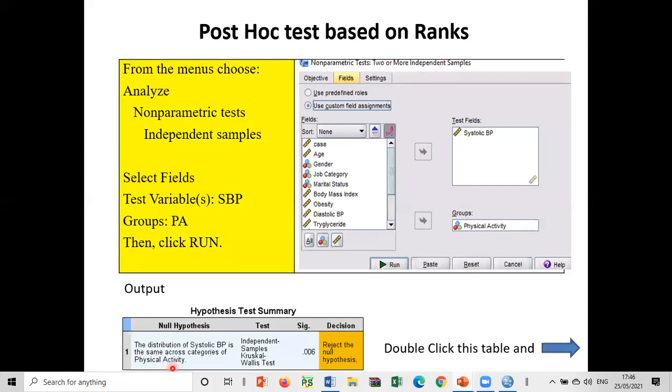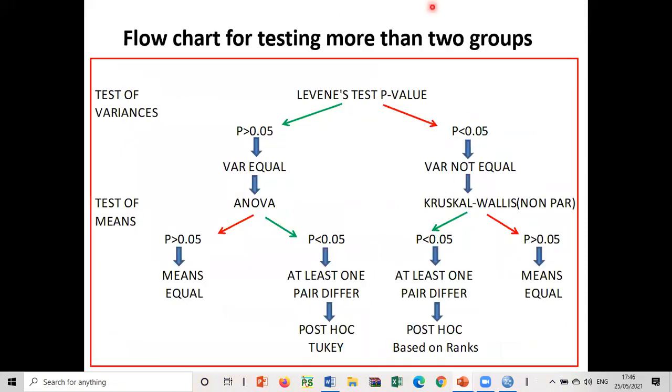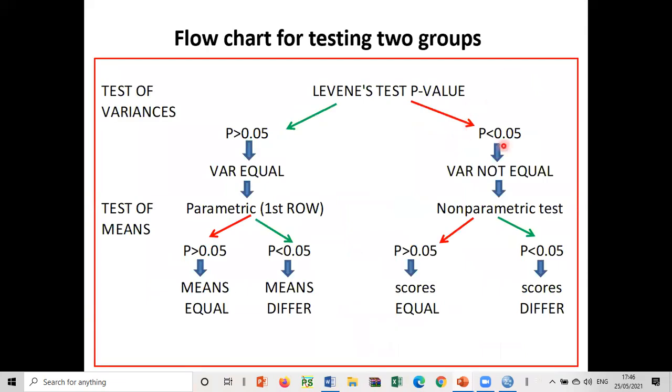So we need at least one pair differ. Do the post-hoc test. So follow this procedure. Fields. Bring this in, bring this in, and click run. Are you all getting this table? Yeah? Okay. Now, can you get this table out? This table? And you make conclusion.